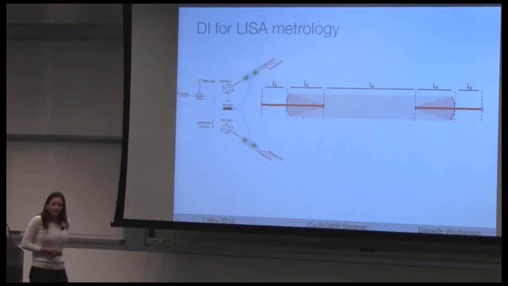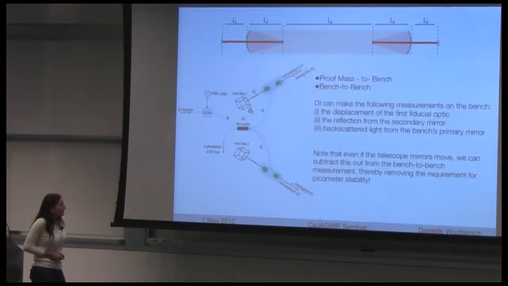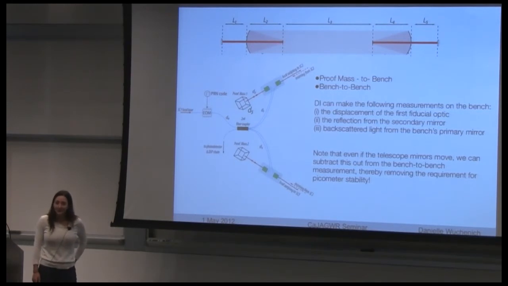So this is a similar measurement scheme where you would do sort of the same thing. You again do a proof mass to the bench measurement using digital interferometry. So you could get this measurement and something that does this measurement. And I have a whole bunch more slides on this at the end if anyone was interested in seeing it. It's really just addition and subtraction: if you measure the right things, you can subtract off noisy bits.